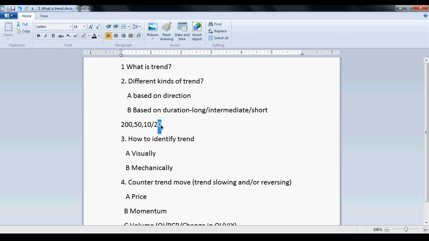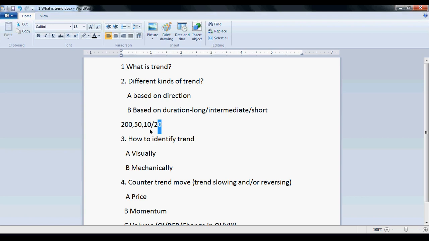So what are we going to use? We are going to use the 200 period moving average for the long term trend. For intermediate, we will use the 50 period moving average, and for the short term trend, we will use the 10 period moving average. The 20 period moving average I will cover in a separate video on Bollinger Band, and when we are using the Bollinger Band, we will use just the 20 period moving average.